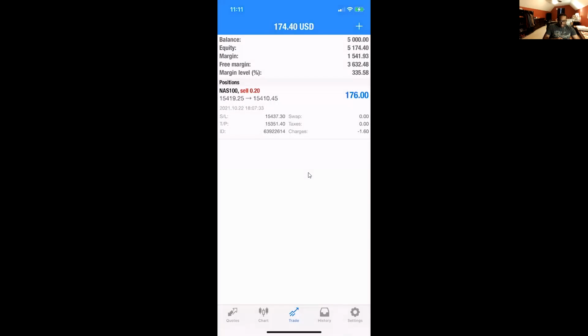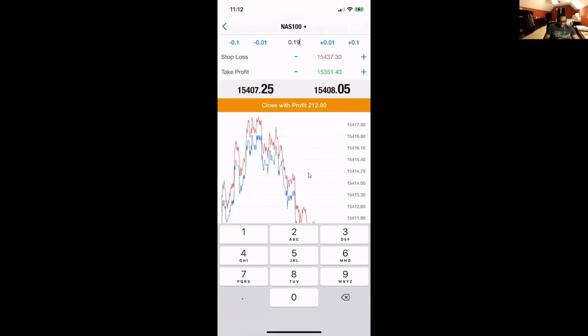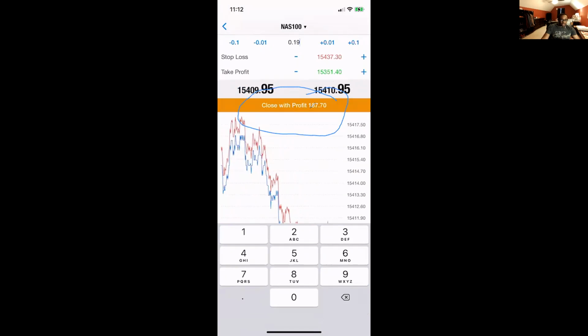Oh snap. Okay, this is what I'm talking about. So now 0.19, right? Whatever I profit here, and when I close it, that's what I'm going to get, and then the second partial trade is going to keep on going. Does that make sense? Yeah.